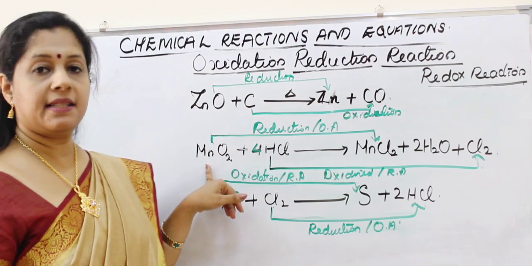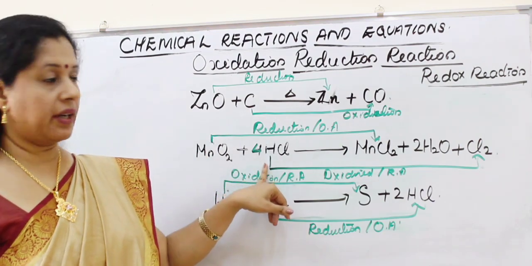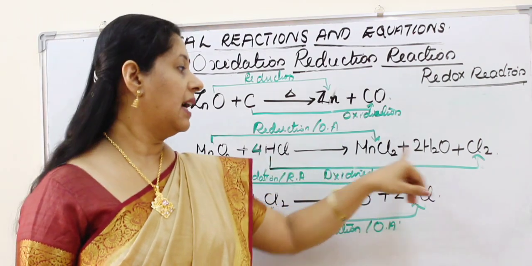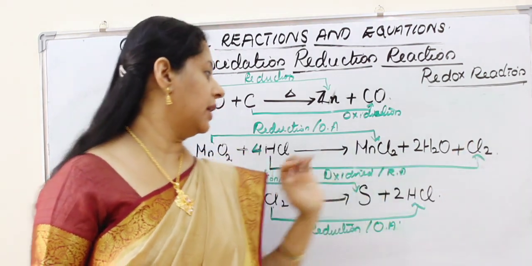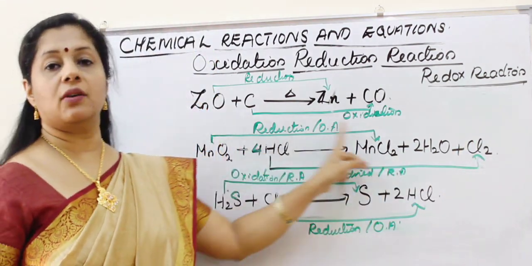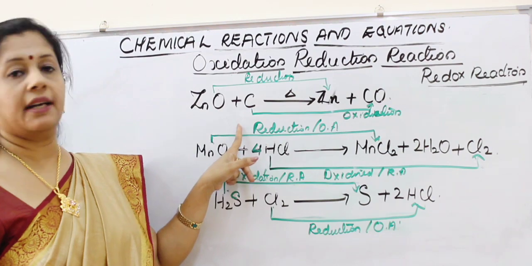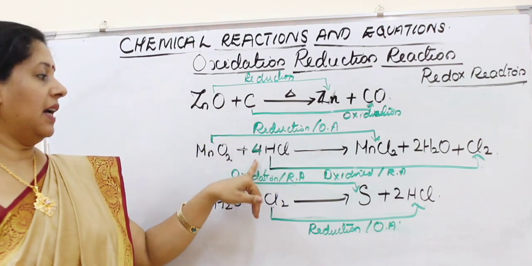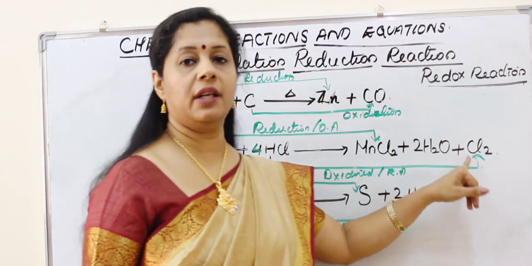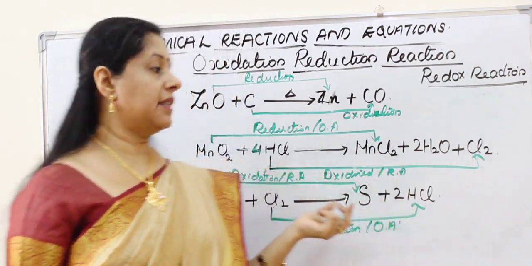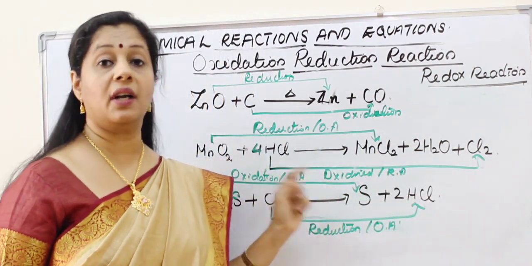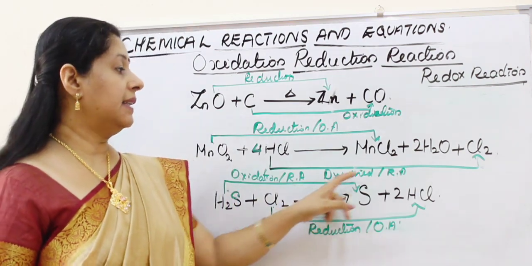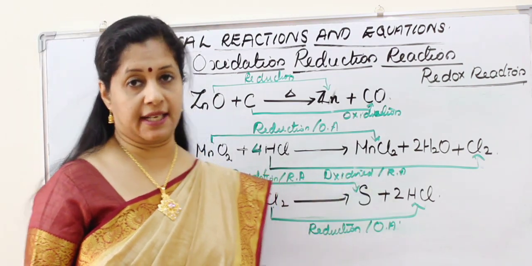Next one, manganese dioxide combines with hydrochloric acid to form manganese dichloride and water and chlorine. So here manganese dioxide is losing oxygen, so it is undergoing reduction, so it is the oxidizing agent. The same way hydrogen chloride is becoming chlorine, so it is losing hydrogen, so losing hydrogen is also called oxidation, and this is the reducing agent as well.